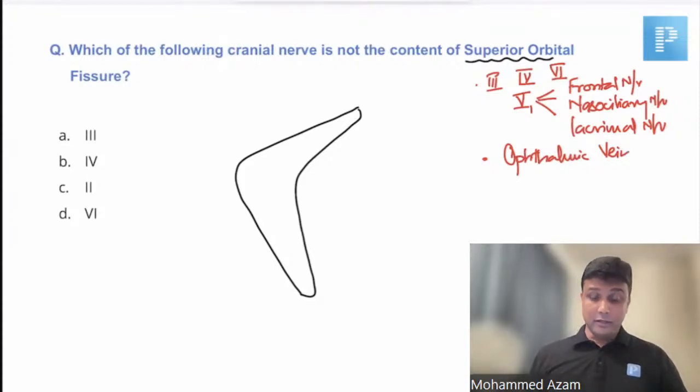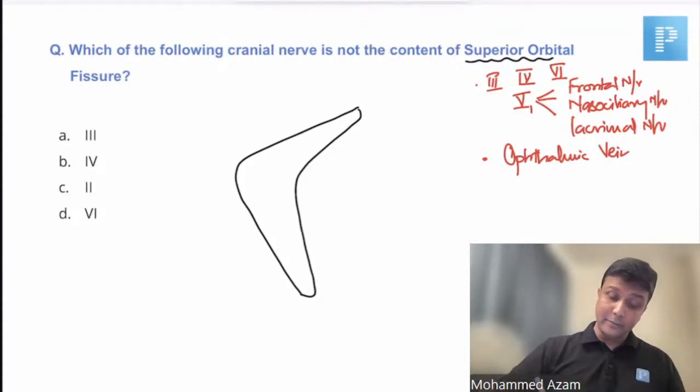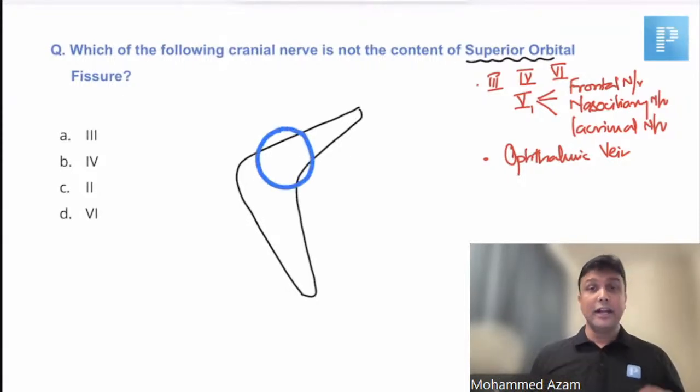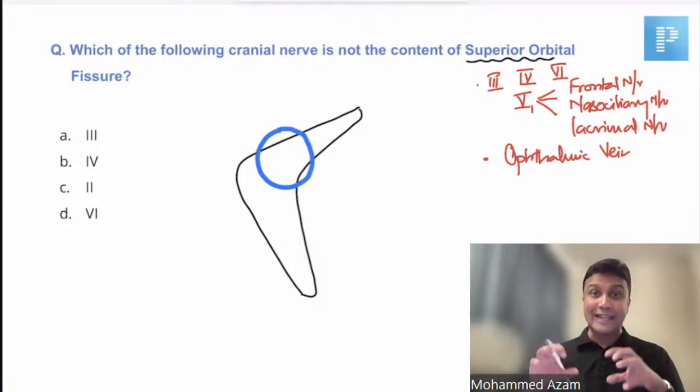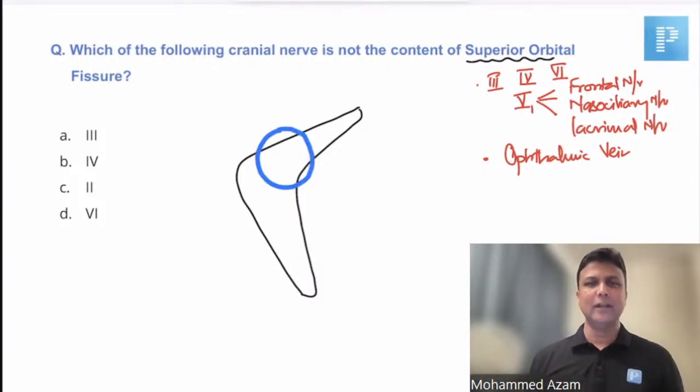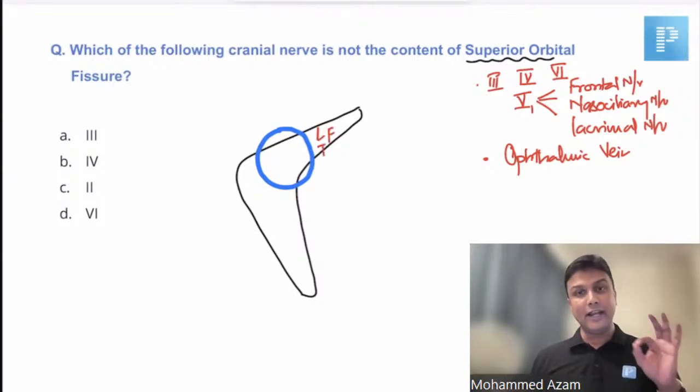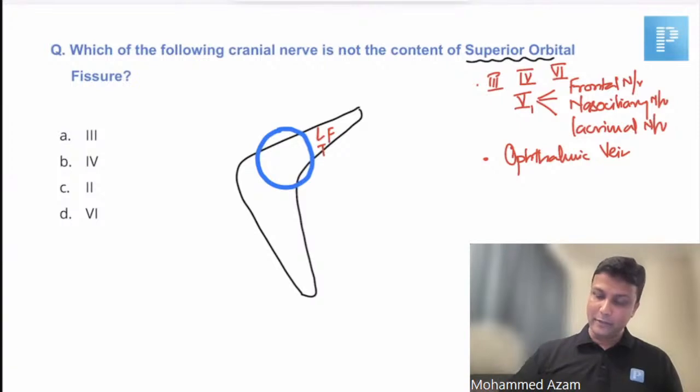Fine. But yes, my dear friends, please remember that the important thing, if you want to learn in depth, is that there is a ring of Zinn here. You need to learn which structures pass inside the ring of Zinn and which outside. One of the best mnemonics for this is LFT. LFT is left outside the ring. L stands for the lacrimal nerve, F stands for the frontal nerve, and T stands for the trochlear nerve. So please remember, LFT is left outside the ring.